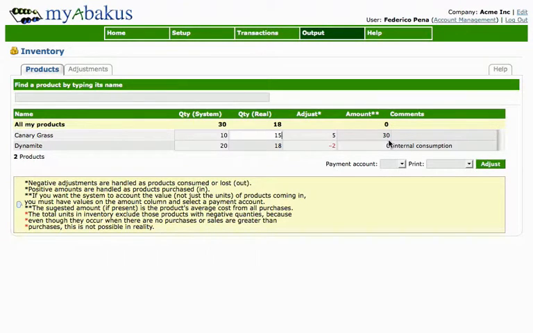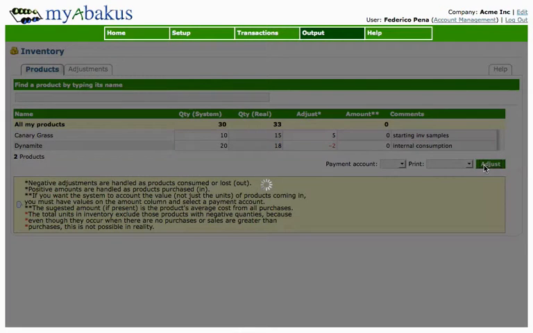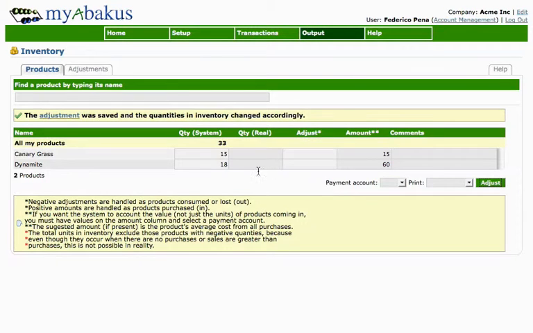But let's say those 5 units were our starting inventory of free samples, given to us by our supplier. So we enter starting inventory samples in comments, and 0 in amount. We can now click Adjust. See how the numbers on the Quantity System column, 15 and 18, are now in line with reality. We can also click the Adjustments tab, where we can see, edit, or delete the adjustments.